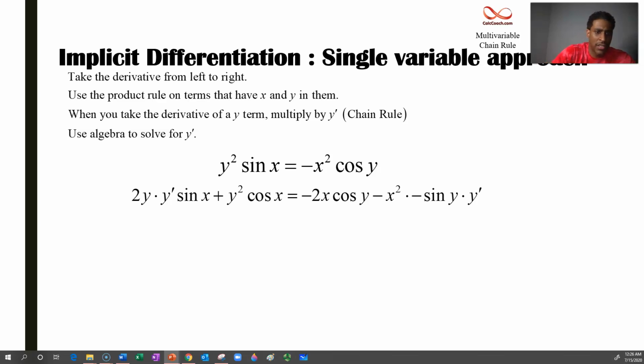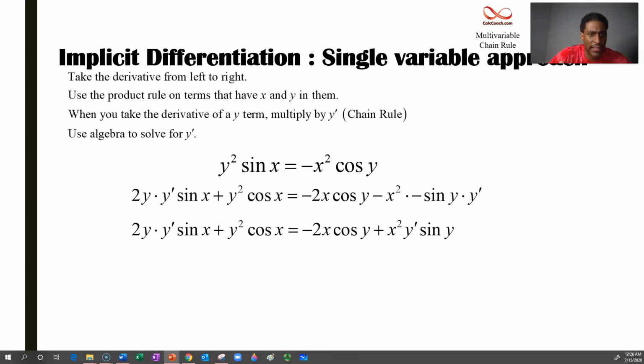Let me take this statement and fix up the end of it there, put the terms together. We're talking about 2y y prime sine x, then the y squared cosine x equals the negative 2x cosine y, and then in that last term there, it's a plus x squared y prime sine of y.